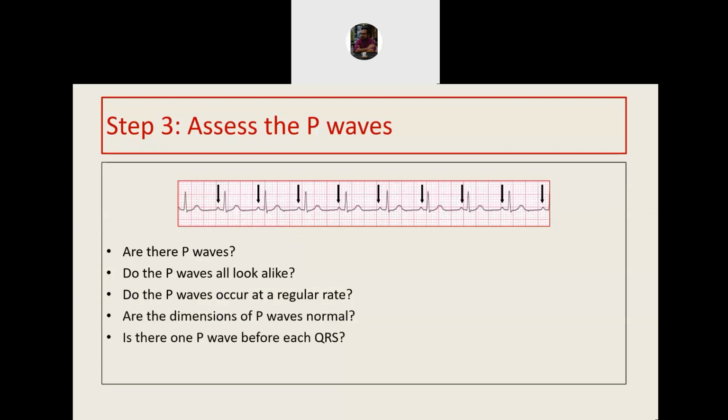Is there one P wave before each QRS? Yes, PQRS, PQRS, PQRS. There is no exception. So all points are met and therefore these are normal P waves with one P wave for every one QRS.